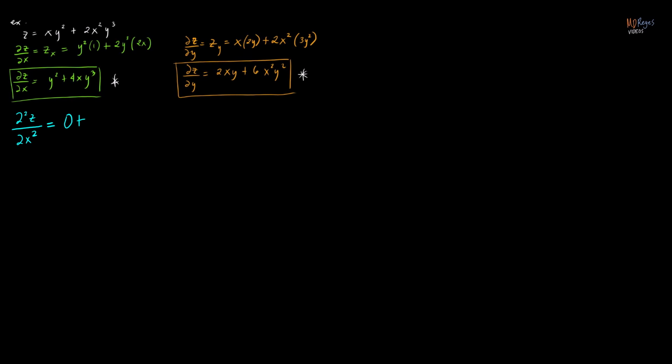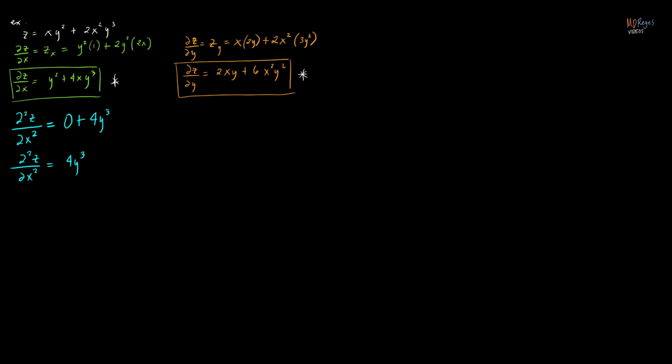Plus, in the second term, 4xy cubed, we take y cubed as a constant, and also 4 is clearly a constant. And then the derivative of x with respect to x is, of course, 1. So the second partial derivative of z with respect to x, first partial with respect to x, is equal to 4y cubed.